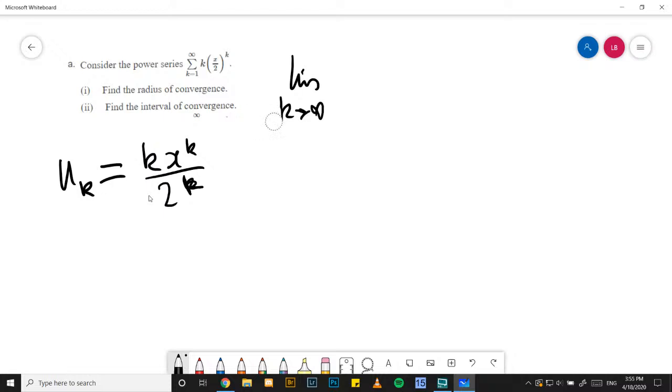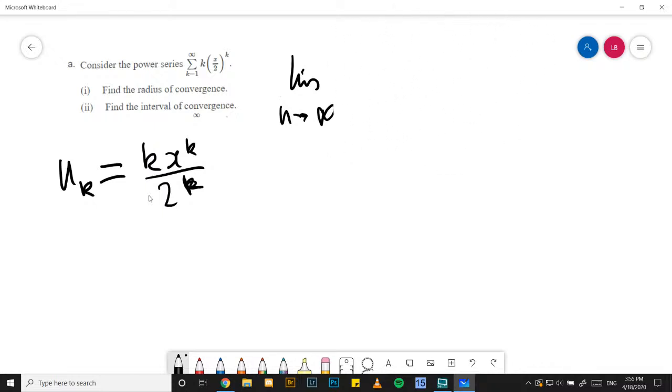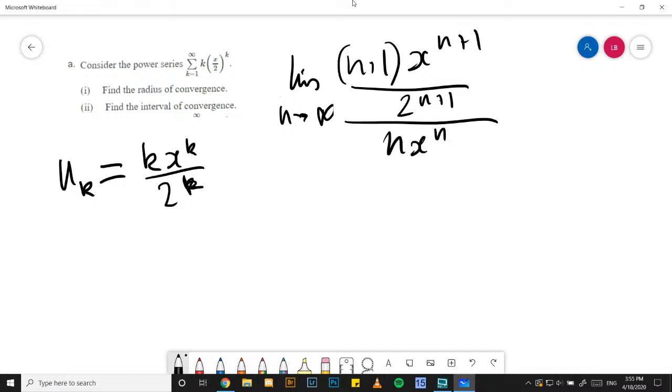So I'm going to replace everything with k's with n's. So the limit as n approaches infinity of u_(n+1), so that's n plus 1 times x to the n plus 1 over 2 to the n plus 1, over n x to the n over 2 to the n. There we go. So quick, let's do some simplification.